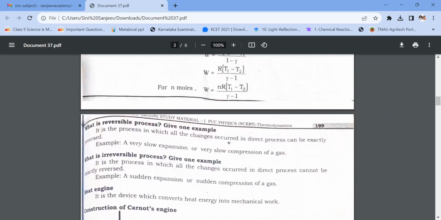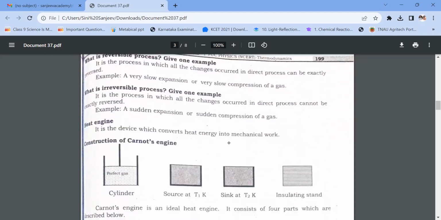Reversible and irreversible process. Obviously, a reversible process is a process which can be reversed, correct? But if you write just those words in the examination, we are not going to get the mark. So it is the process in which all changes occurred in the direct process can be exactly reversed. Only if you write this technical term will they give us the mark. So when a direct process cannot be reversed, then that is an irreversible process.